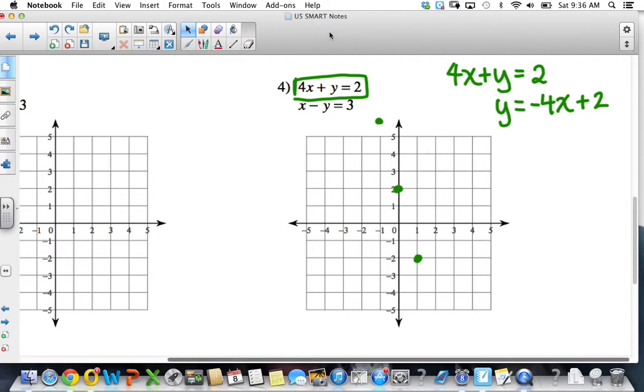Then you need to use a straight edge to draw your lines because you want to be perfectly accurate.